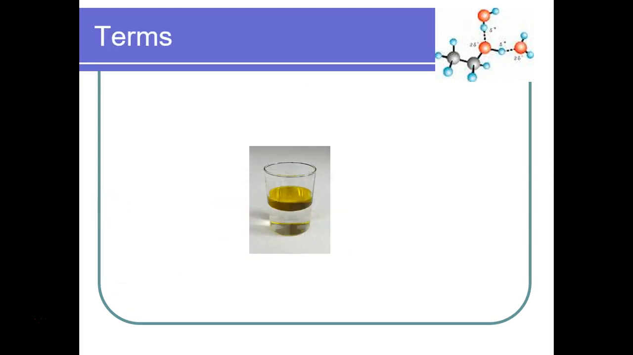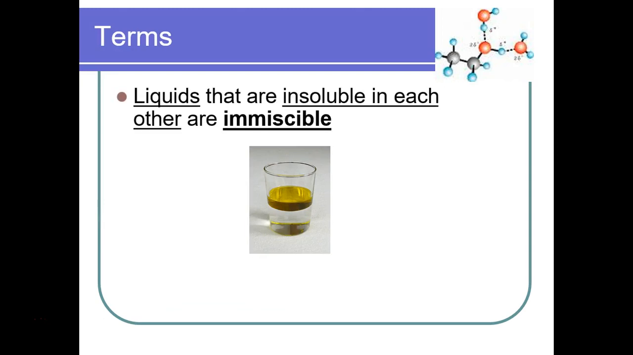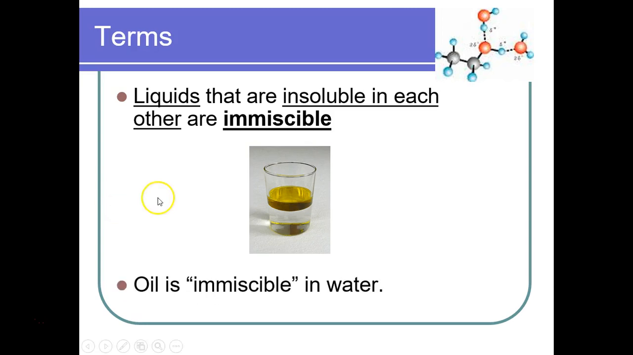Now, if miscible means it will dissolve, the prefix "im" in Latin means not. So a liquid that is not soluble or insoluble in each other is immiscible. Think about oil and water. Oil is not going to be able to dissolve within the water, and it's going to float on top, and so we call that immiscible.